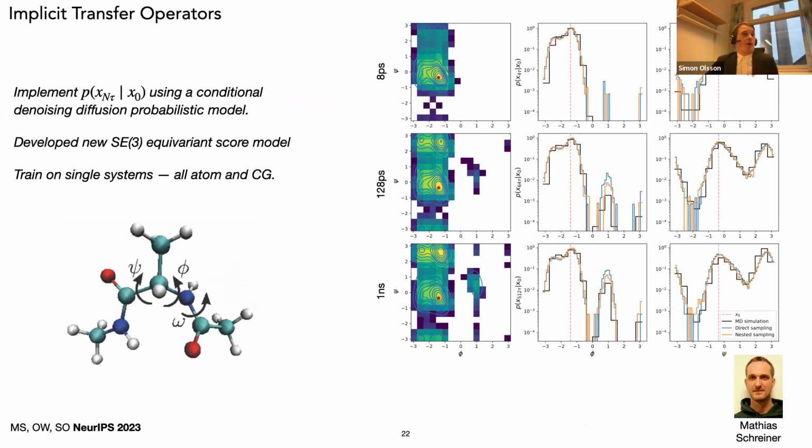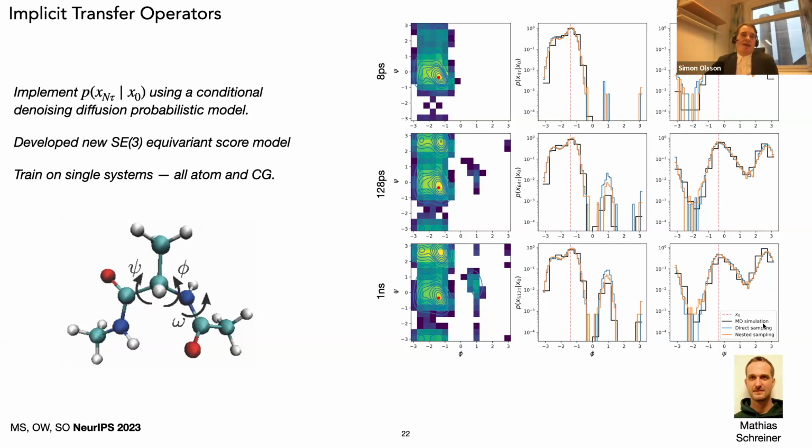Great. So when we deploy this in practice on a simple system like alanine dipeptide, we implement such an ITO model using a simple denoising diffusion probabilistic model with an SE3 equivariant score model, and we train it by sampling initial conditions from random points in an MD simulation, then taking n steps into the future and predicting that state conditioned on the initial condition and the time horizon. We can then sample in one shot at large time horizons. For instance, we start at the red dot, which corresponds to a configuration of these two torsion angles, and we sample in a single step to any point here that corresponds to a time-correlated jump of 8 picoseconds.